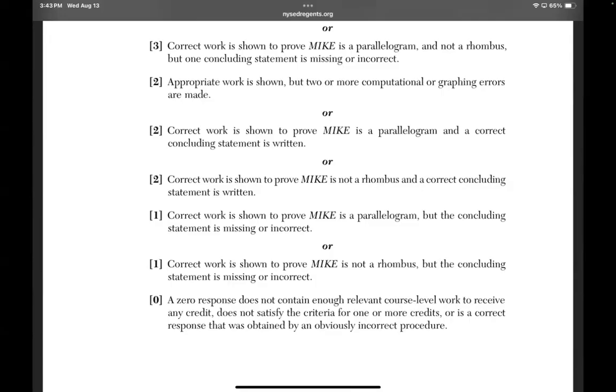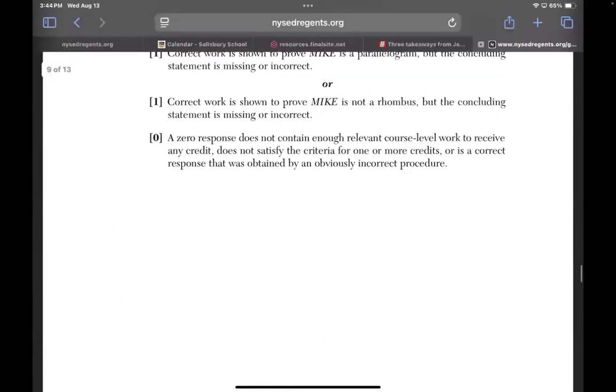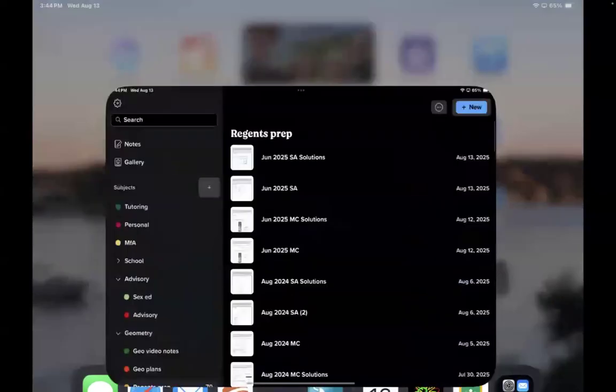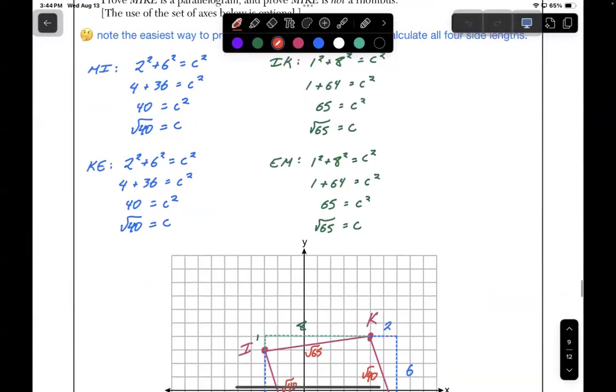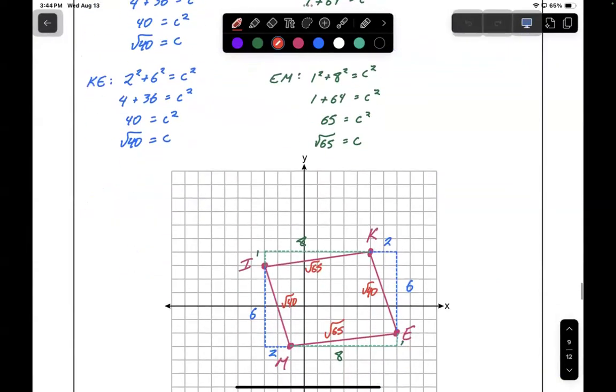Yeah. So, even if you just calculated all the distances or all of the slopes and did nothing else, you would get 1 point, right? Because that's what those things are saying down there. Correct work is shown, but the concluding statement isn't there. So if you just showed your work, let's say I just did what I did here, if I just did this stuff and didn't have my concluding statement, I'd still get half credit.